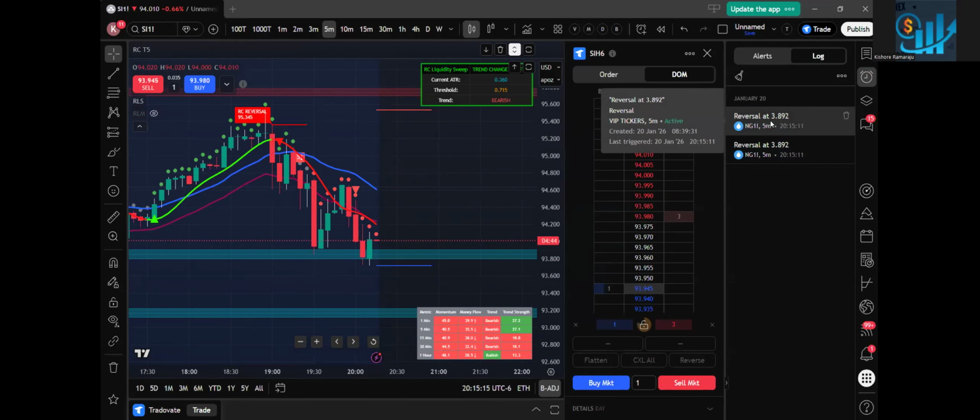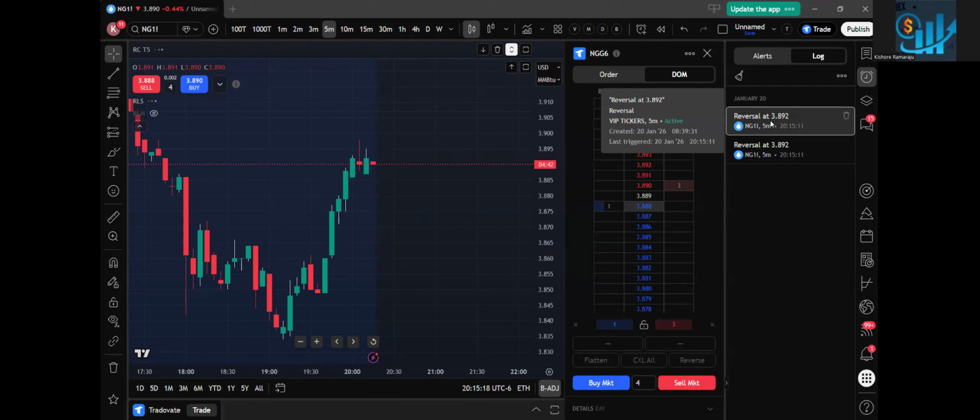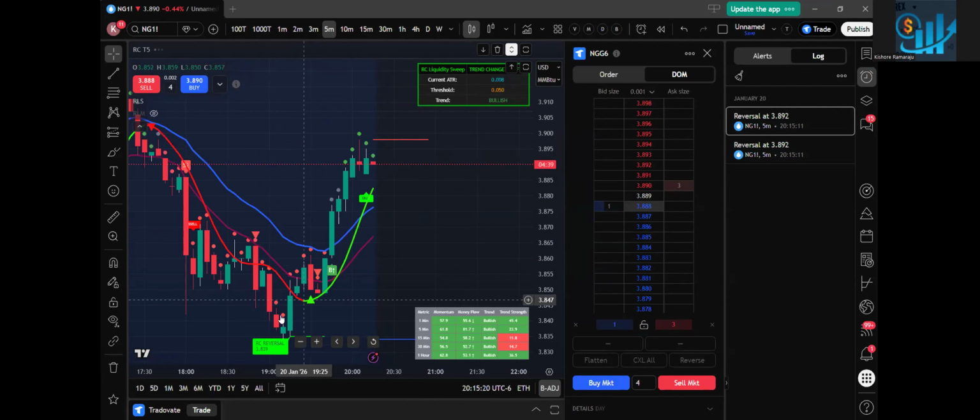We got an alert for natural gas, 0.892. It's already close to the resistance, so I can avoid it.